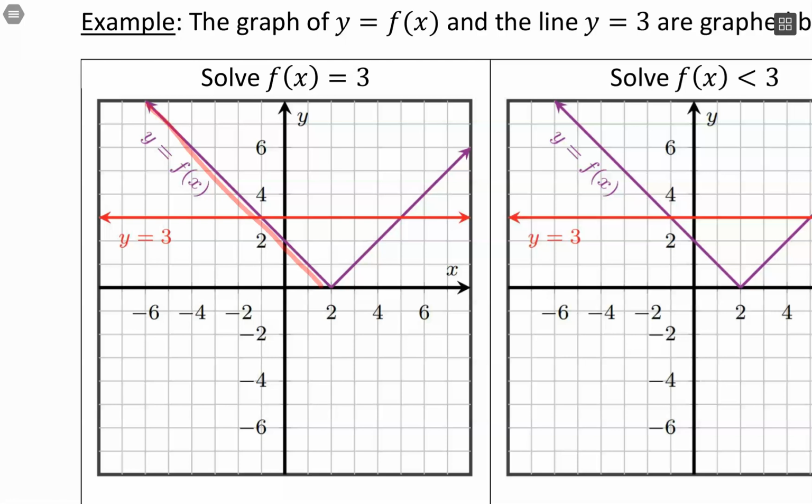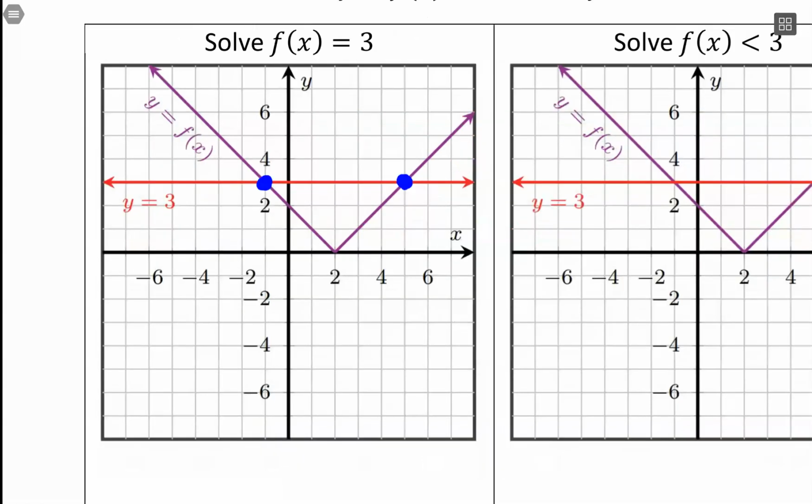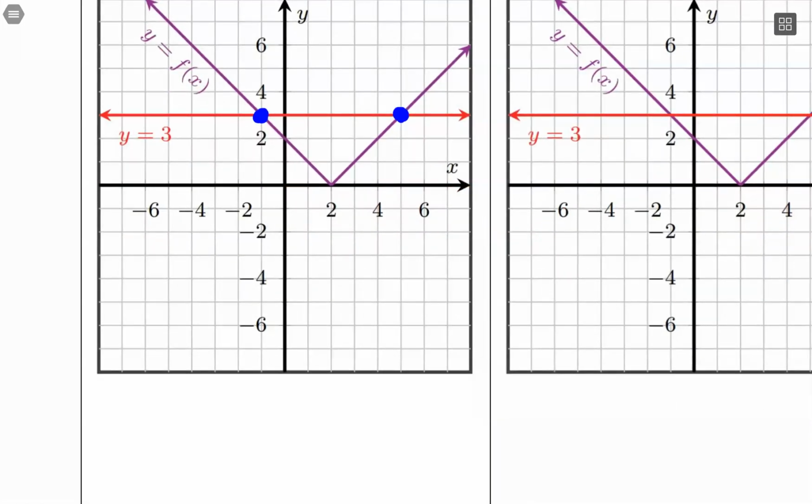We have one equation being graphed, we have our second equation being graphed, and if we want to see where they're equal to each other, it's the intersection points. So when we solve, we typically list the x values for where the solutions are, and what we're seeing is that there's two solutions. One is at x equals -1, and the other is at x equals +5.